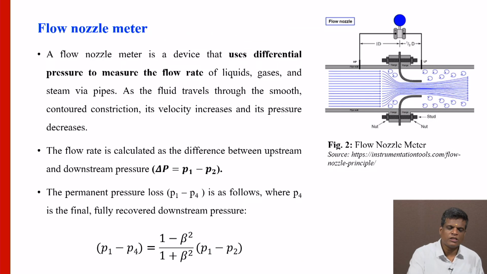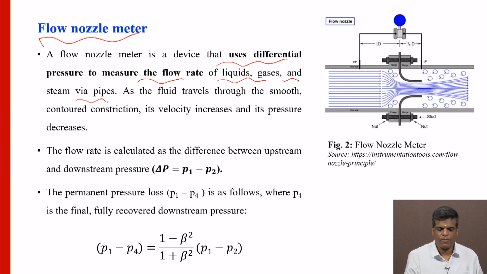So next one is a flow nozzle meter. This also uses the differential pressure to measure the flow rate of liquids, gases and steam via pipes. As the fluid travels through a smooth surface, the velocity increases and the pressure decreases.